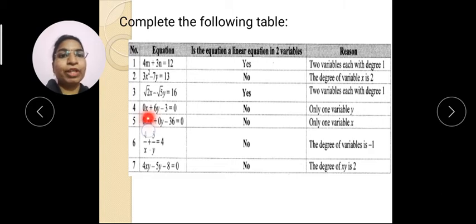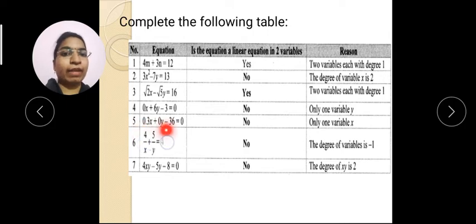Now next, see 0x plus 6y minus 3. All of you know that 0x means this term is 0. So there is only one variable. If this term is 0, it means that this equation is only 6y minus 3 is equal to 0. It means there is only one variable and therefore this is not a linear equation. This is linear but not in two variables.